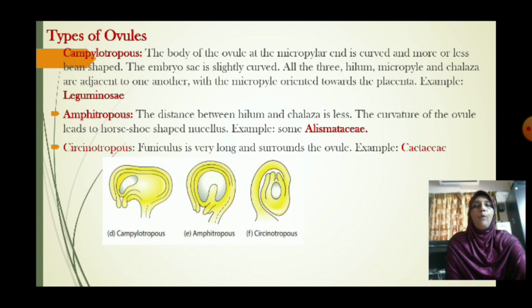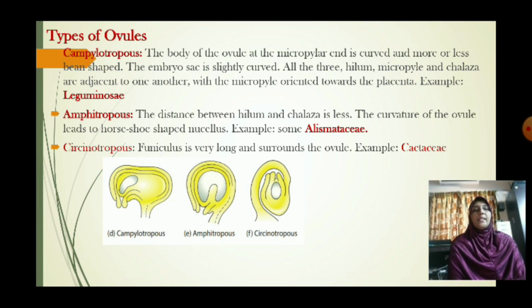The next type of ovules are campylotropous. Here the ovule at the micropylar end is curved and more or less bean shaped. The embryo sac is slightly curved. All the three, hilum, micropyle and chalaza, are adjacent to one another, with the micropyle oriented towards the placenta. Members of Leguminosae have this type of ovule.